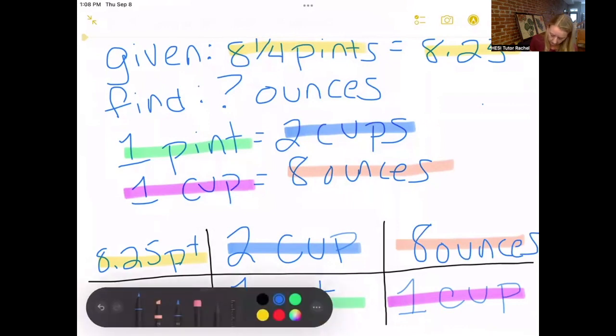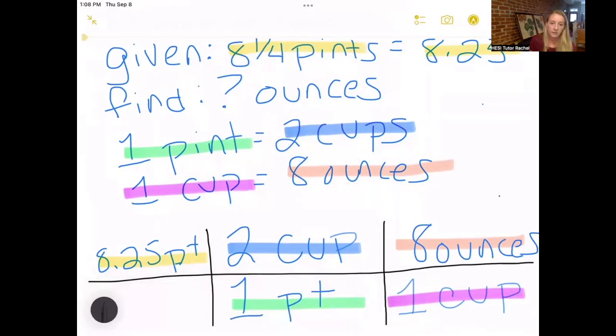Okay, so now we're going to look at what we have in our various boxes. So anytime we have something on the top and the same thing on the bottom, the words, the units cancel. So pint is here and it's here, so it cancels. Cup is here and it's here, so it cancels. So we've canceled all of our units except for ounces, and ounces is what we're looking for. So we're in good shape here.